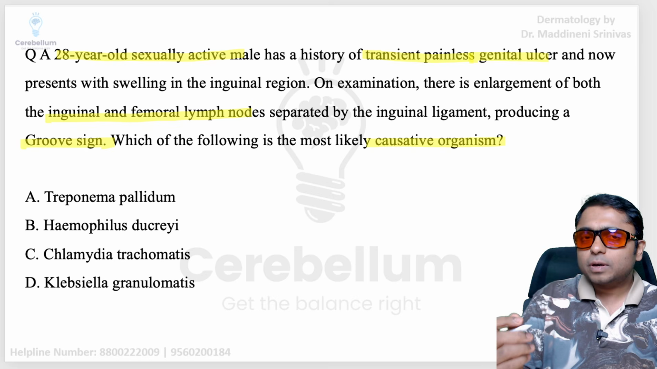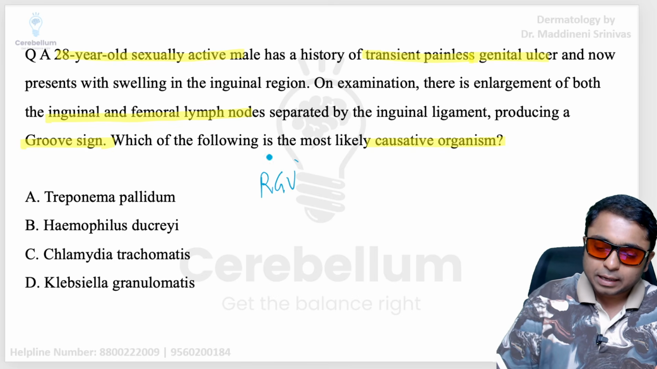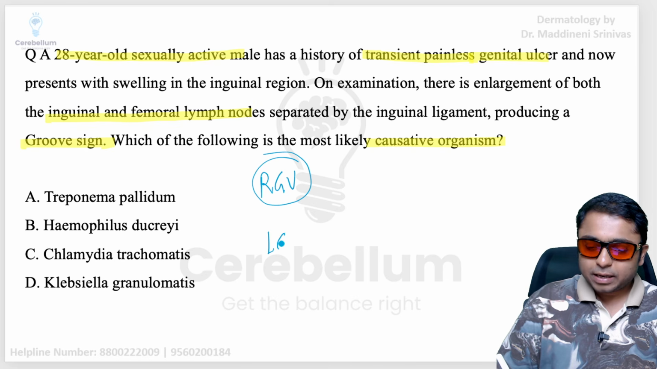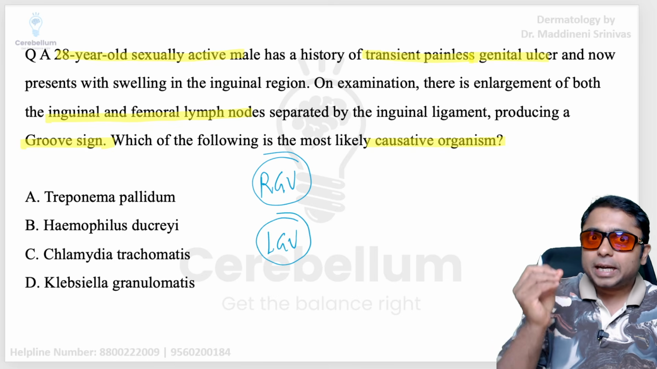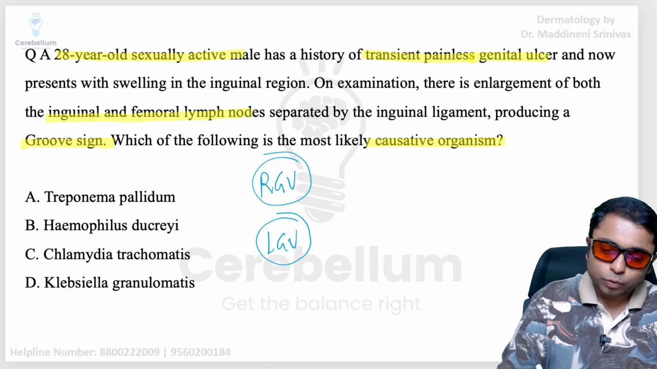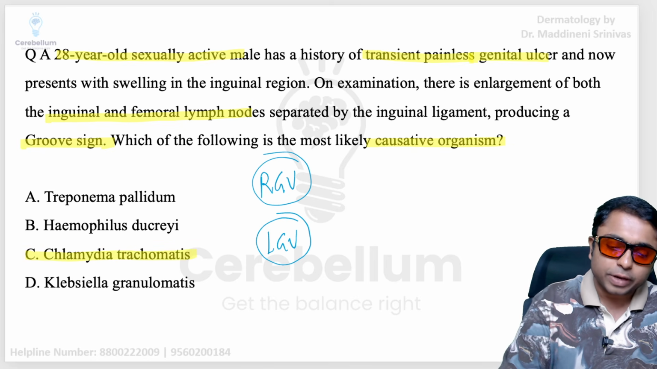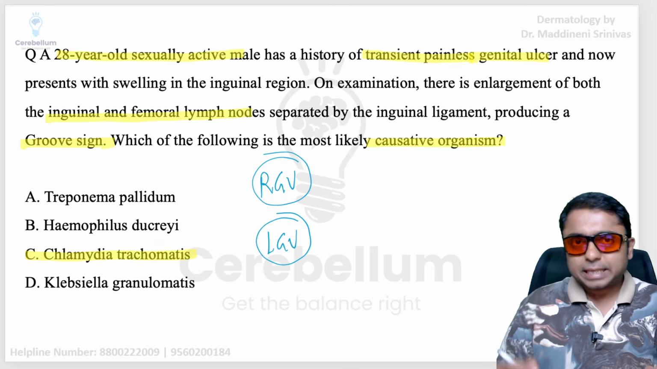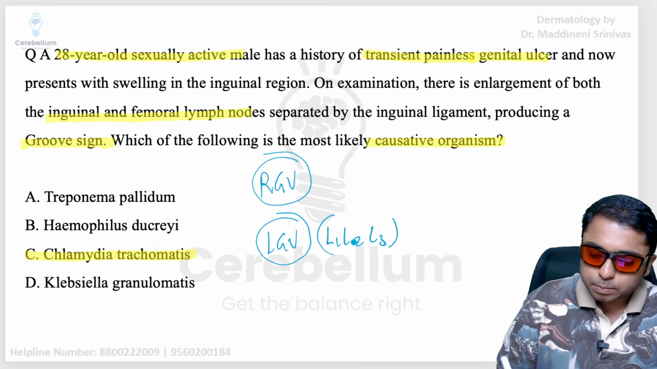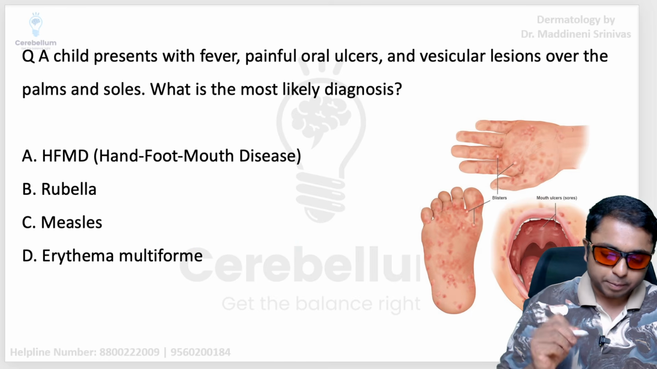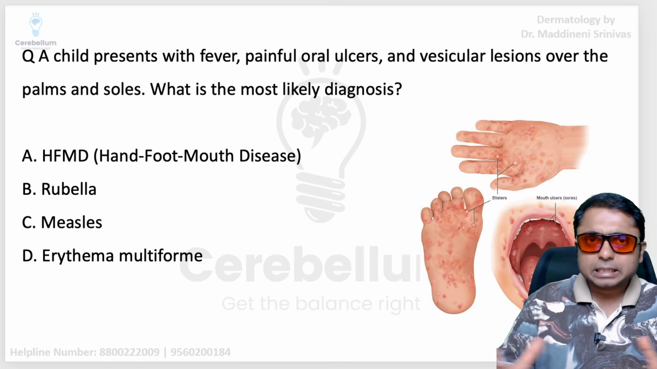Groove sign: if you remember, what is that causative organism? I remembered it with the help of RGV in the class. So it is LGV, and RGV is famous for getting promotions from the media for movies. So media is Chlamydia trachomatis. That's how we remember this. Answer is option C, and you should remember that serovars L1, L2, L3 are responsible for lymphogranuloma venereum.